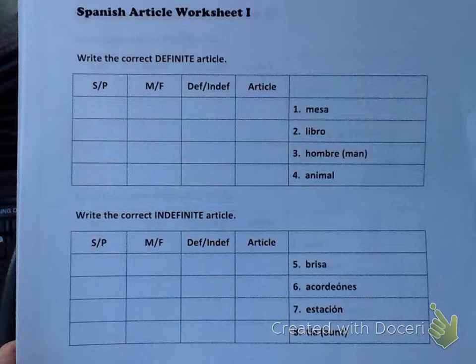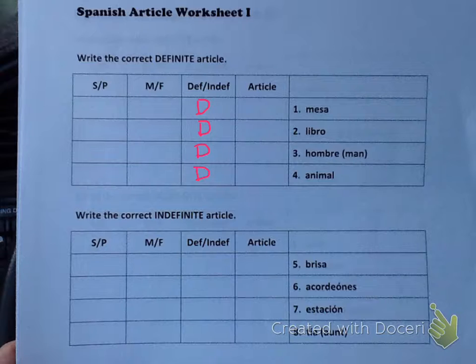Okay, so first section here tells us to write the correct definite article. So that actually tells us that the definite, indefinite column is going to say definite for everyone in that first section. So really right away I can go ahead in this third column and write D for definite in every single one of these in the first section. Okay, so then I'm going to look at number 1. We're going to take this one step at a time.